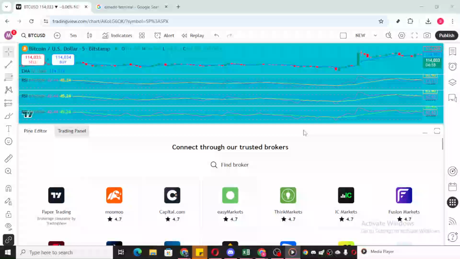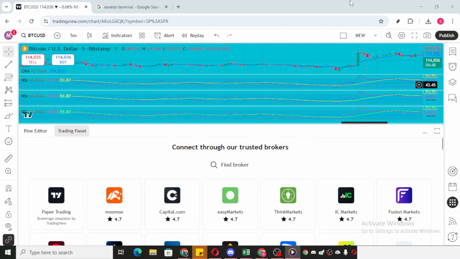In today's video, I'm going to teach you how to connect Exness to TradingView. Whether you're diving into the world of Forex trading or you're a seasoned trader looking to streamline your tools, understanding how to navigate these platforms efficiently is crucial. So, let's get started. First, head over to the TradingView website in your preferred browser.